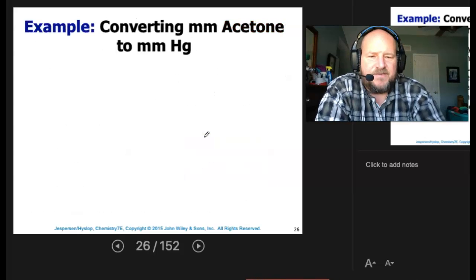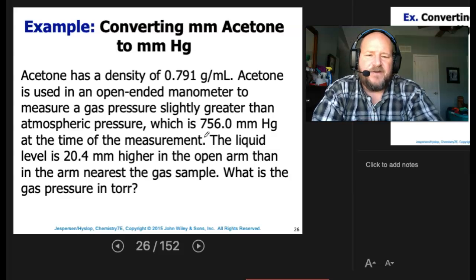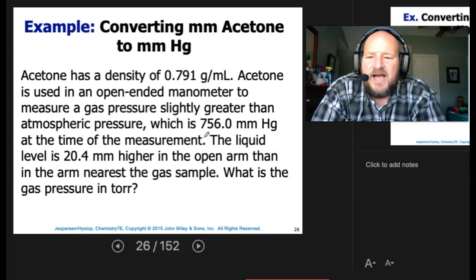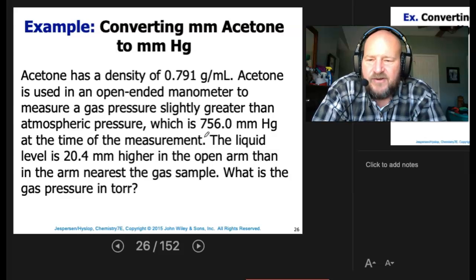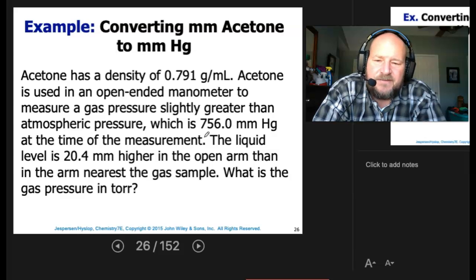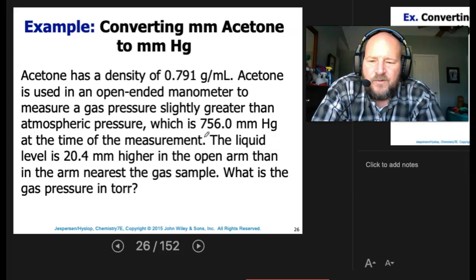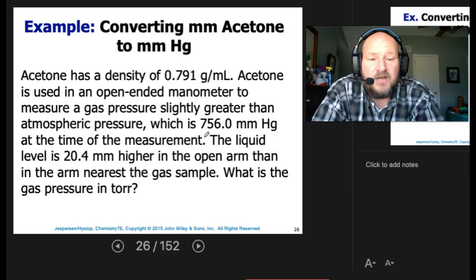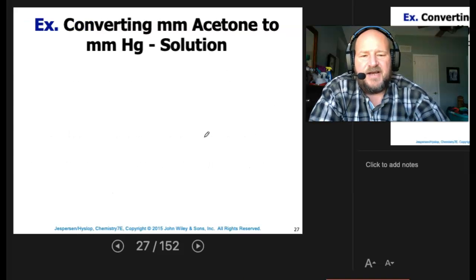Converting millimeters of acetone to millimeters of mercury. So we can do this with any substance as long as we know the densities. Acetone has a density of 0.791 grams per milliliter. Acetone is used in an open-ended manometer to measure a gas pressure slightly greater than atmospheric pressure, which is 756 millimeters of mercury at the time of the measurement. The liquid level is 20.4 millimeters higher in the open arm than in the arm nearest the gas sample. What is the gas pressure in torr? Now remember, torr is equal to millimeters of mercury.